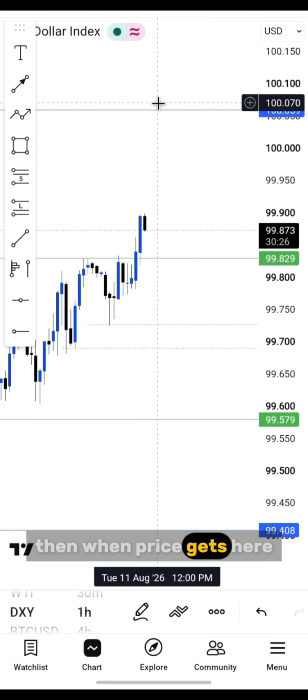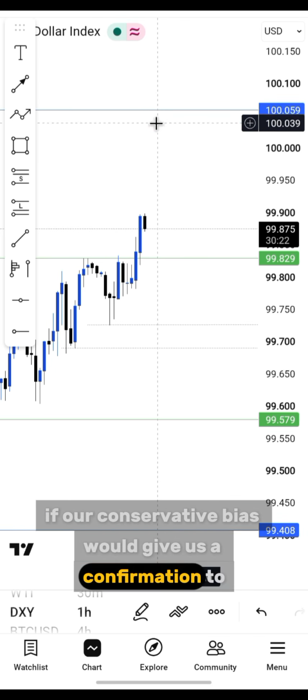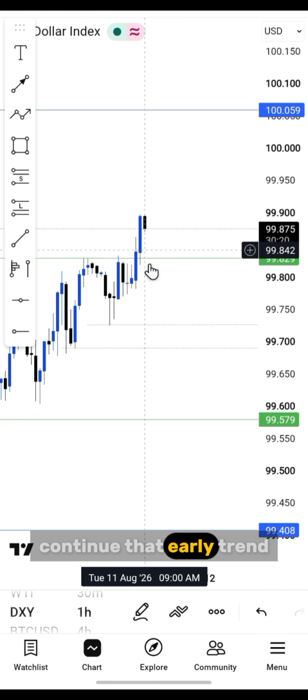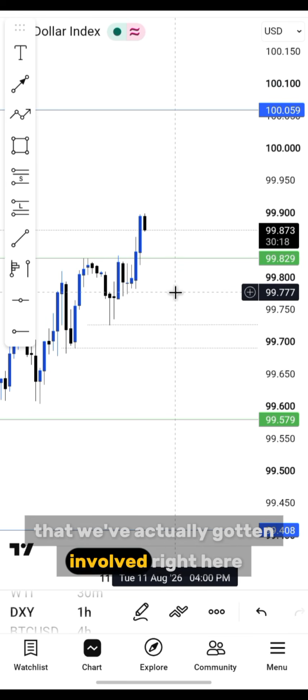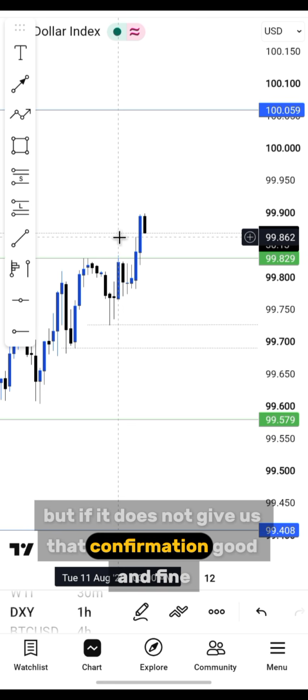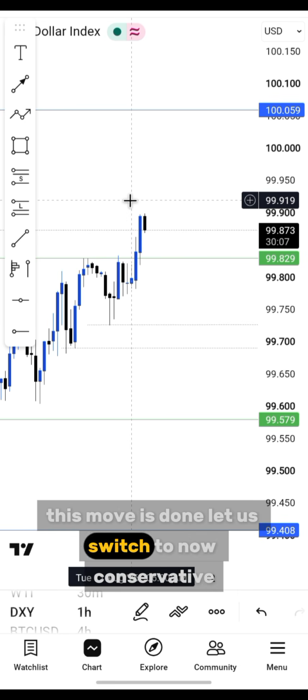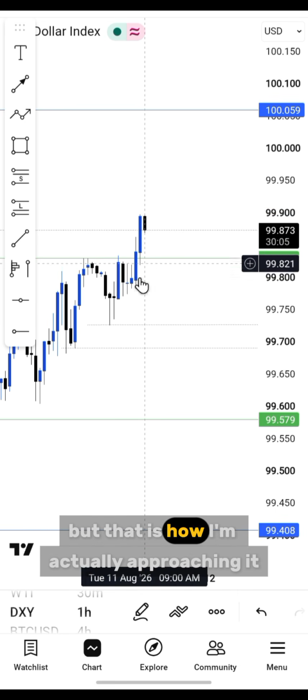Then when price gets here, I would now see if our conservative bias will give us a confirmation to continue that early trend that we've actually gotten involved in right here. That is actually the trading plan. But if it does not give us that confirmation, good and fine. We close off our profits, okay, this move is done, let us switch to conservative. But that is how I'm actually approaching it.